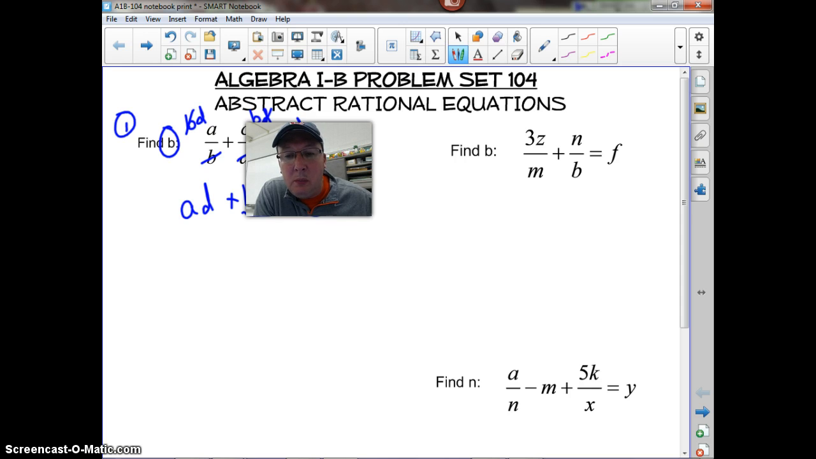So to move this BC over to the right side, what do I need to do? Well, since it's plus BC, to move it to the other side, I'm going to subtract it. Subtract BC from both sides.